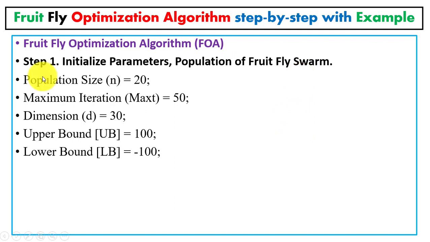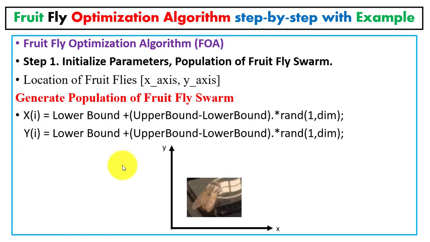For the fruit fly swarm, population size 20 and the maximum iteration 50, and then we have dimension 30 and the lower bound and upper bound. This algorithm is easy to implement as it uses only a few parameters. As you can see, in this case we will compute the x-axis and the y-axis. You can represent the location of the fruit flies using the x and y-axis.